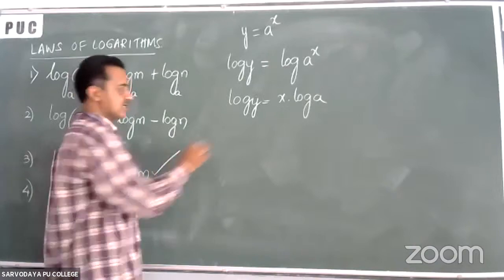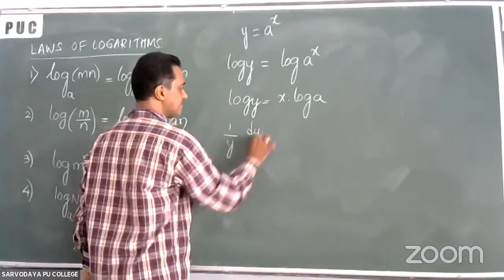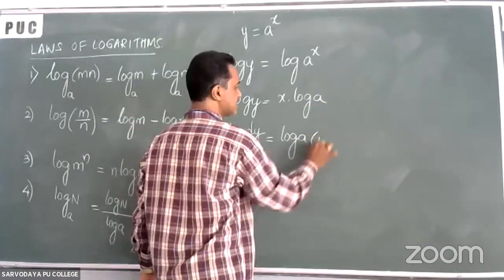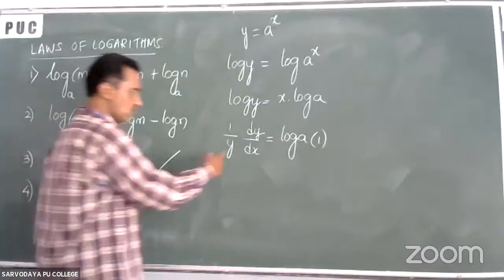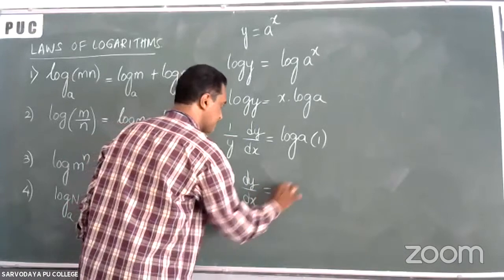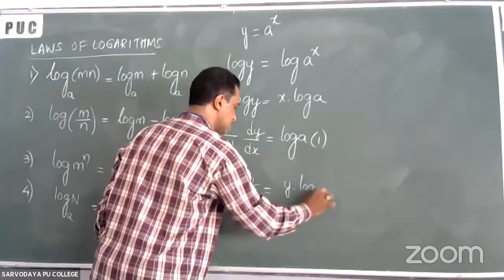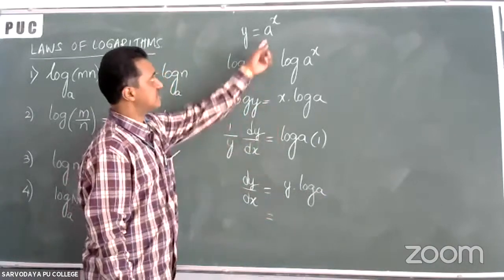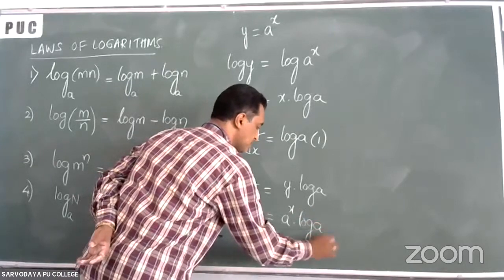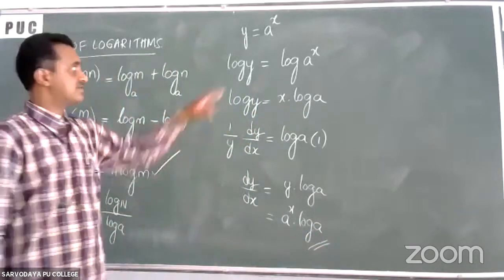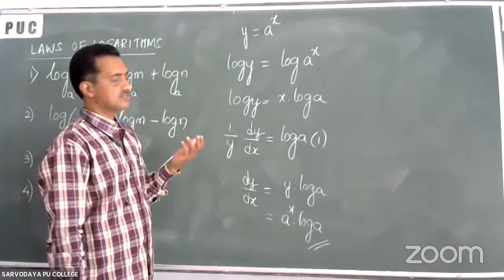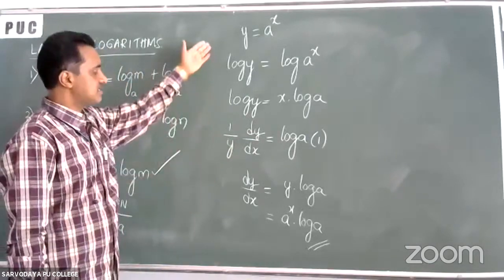Differentiating log y, since it is 1 by y, we write dy by dx. This is equal to log a, a constant, retained as it is, and differentiating x gives 1. So transfer y, because we are finding dy by dx. See, dy by dx is equal to y into log a. What is y? y is nothing but a power x. So it is a power x into log a. This is how we apply logarithmic differentiation for exponential functions. For problems like x to the power of x, sin x to the power of x, sin x to the power of cos x, this is the procedure.